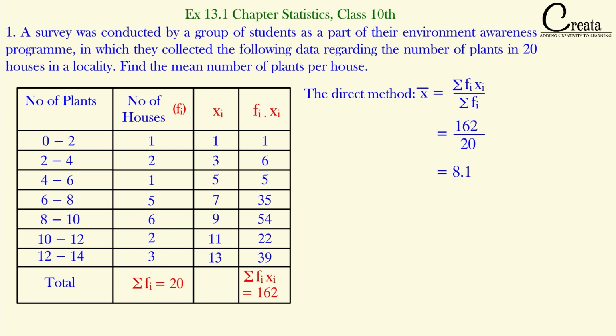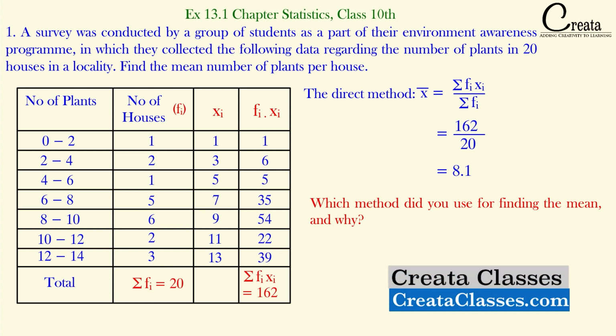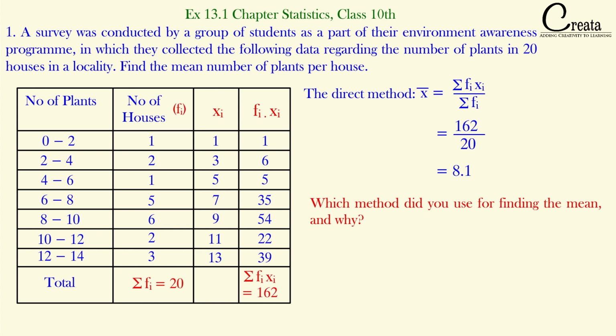The next part of the question is asking which method did you use for finding the mean and why? The answer is that we have used a direct method, and why we have used this is because our calculations are easy in doing this. If the calculations are tough, then only we will go to the next method, that is fi into di, the assumed mean method. If there also the calculations are tough, then we will go to fi into ui, that is the step deviation method. Got it? So the answer is that the calculations are simple. We are able to easily add and multiply all the terms, so we have used the direct method.